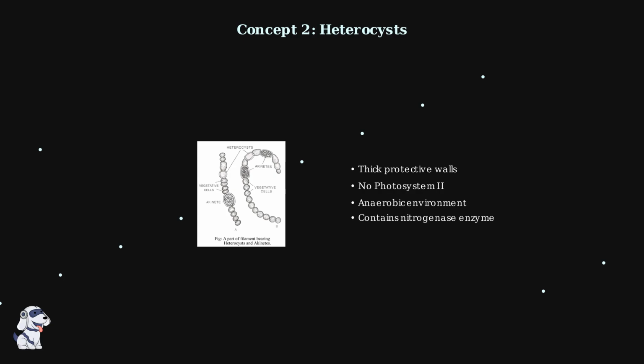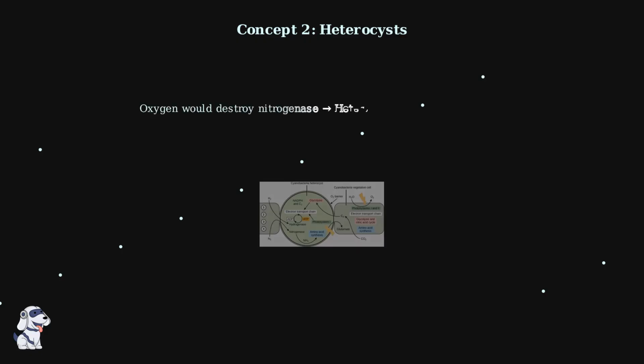Heterocysts are larger, specialized cells that appear every 10 to 15 cells along the Anabaena filament. They have thick walls and lack the oxygen-producing photosystem II. The reason heterocysts lack photosystem II is crucial. Oxygen would destroy the nitrogenase enzyme that fixes nitrogen, so heterocysts create an oxygen-free environment.